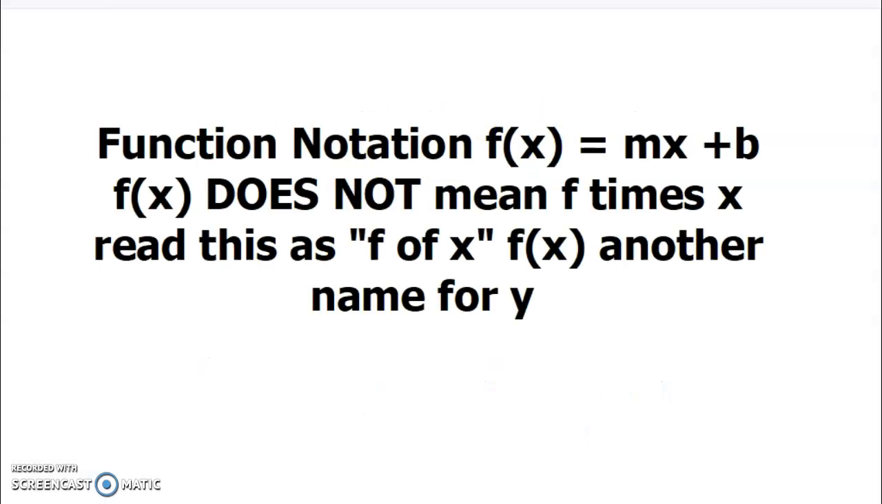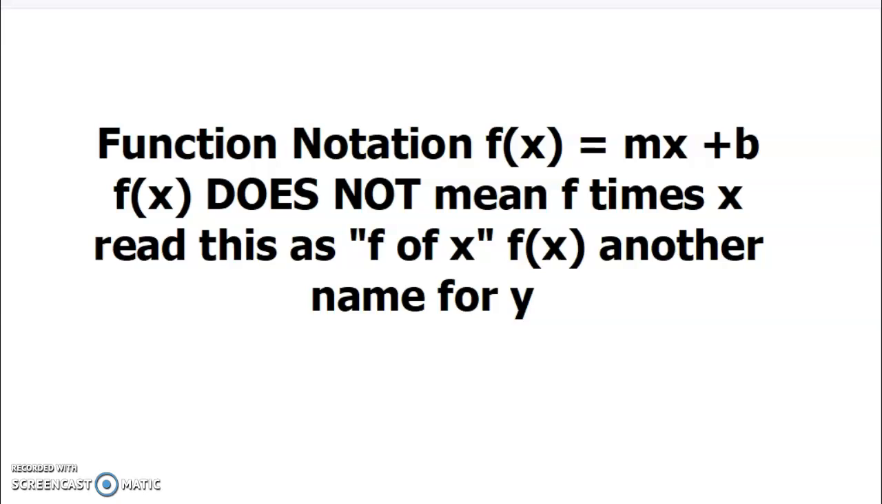So the first thing I want you to know is function notation is just another way to write an equation. It is very similar to that of slope-intercept form, which you may be familiar with, but function notation allows you to substitute several different situations or variables or numbers in for x to get specific ordered pairs.